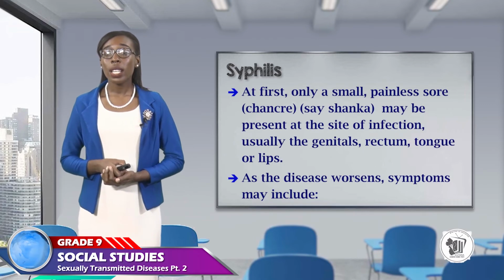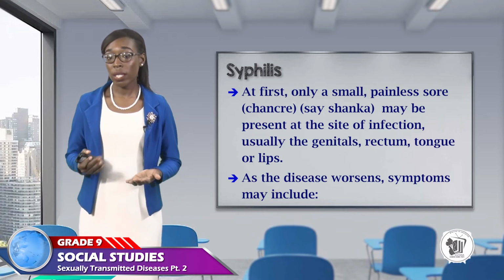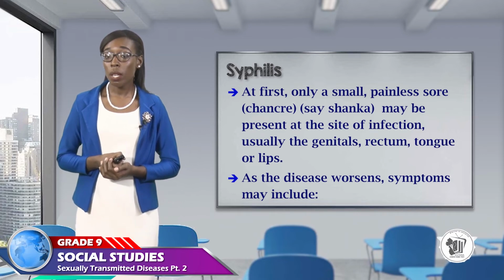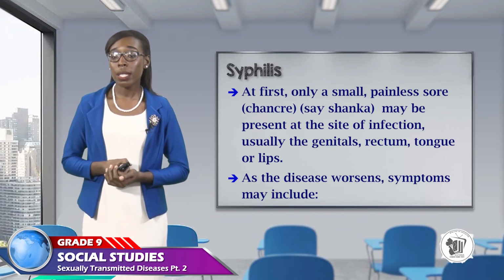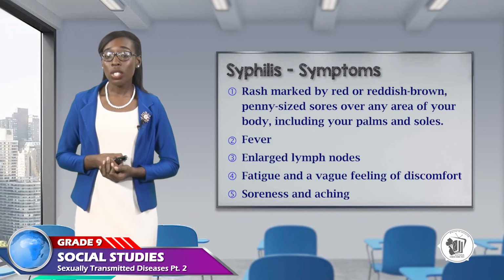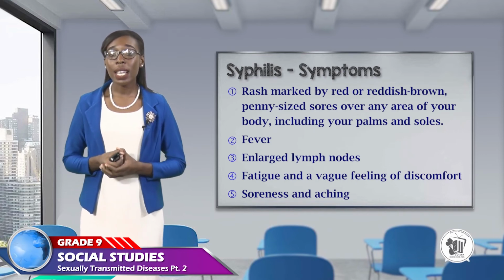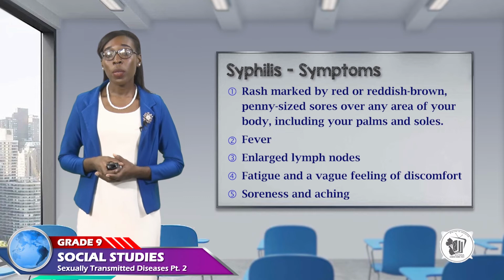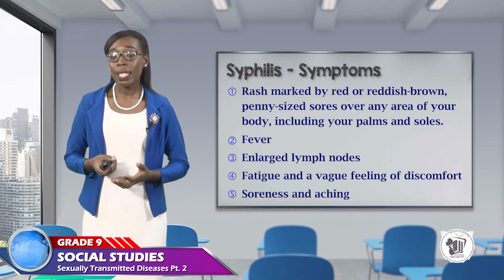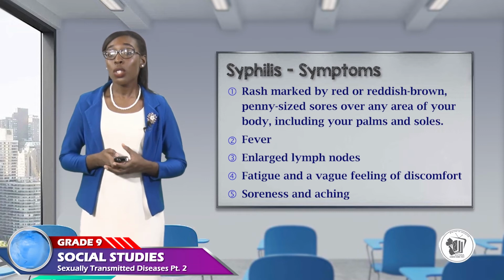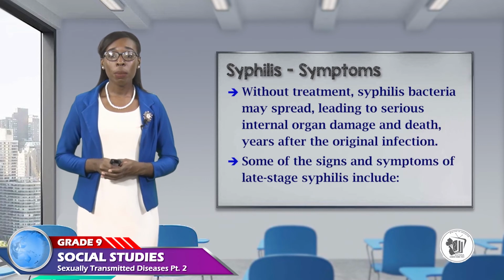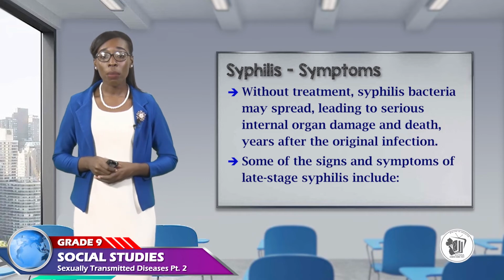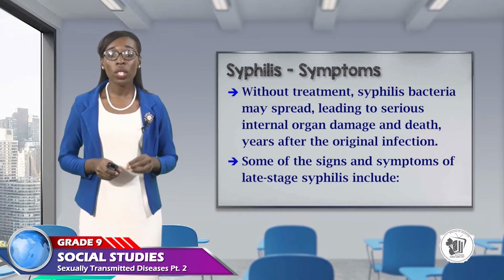At first, only a small painless sore, known as a chancre, may be present at the site of the infection, usually the genitals, rectum, tongue, or lips. As the disease worsens, symptoms may include a rash marked by a red or reddish-brown, penny-sized sore over an area of the body, including the palms and soles, fever, enlarged lymph nodes, fatigue, and a vague feeling of discomfort, soreness, and itching. Without treatment, syphilis bacteria may spread, leading to serious internal organ damage and death years after the original infection.